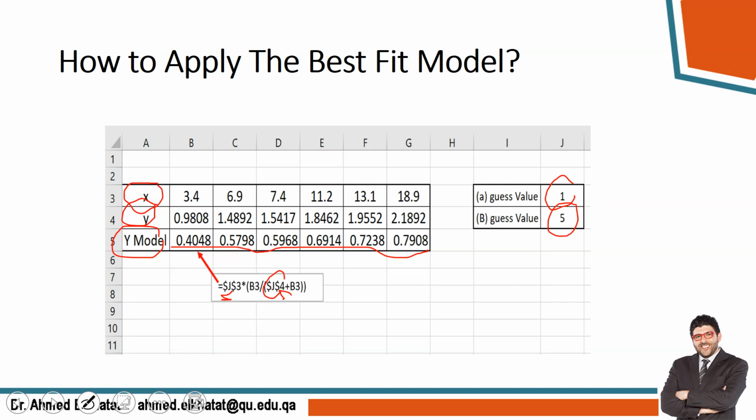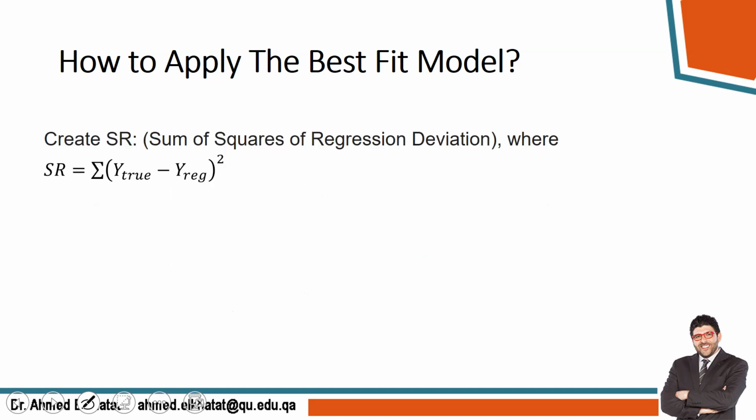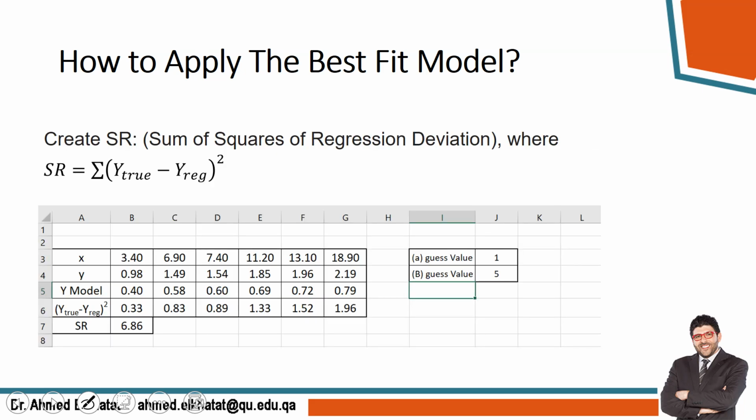Now we have the real y, and we have y regression, so we can find SR. How do we find SR? We first should create here (y minus yr) squared for all of them, and then find the summation. So here we have y true minus y regression squared, we find each of them, and then the SR is the summation of all these values.